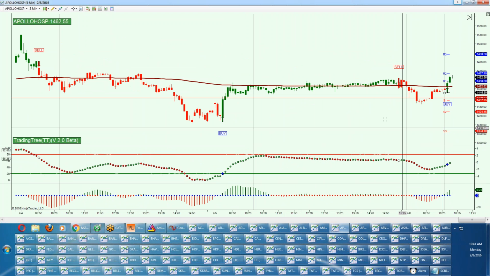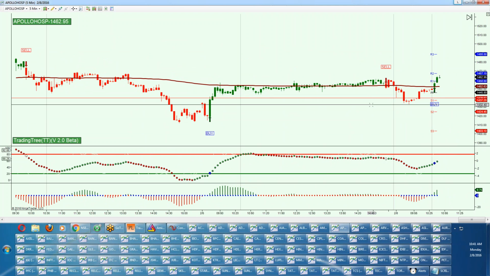So Apollo Hospital, the call is triggered. 1467 will be your first target.